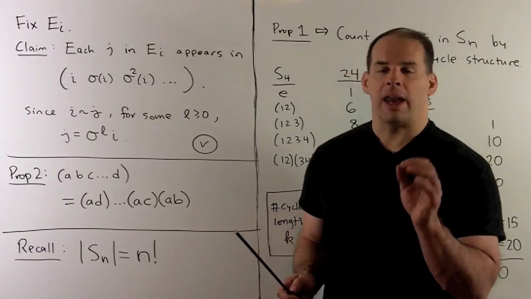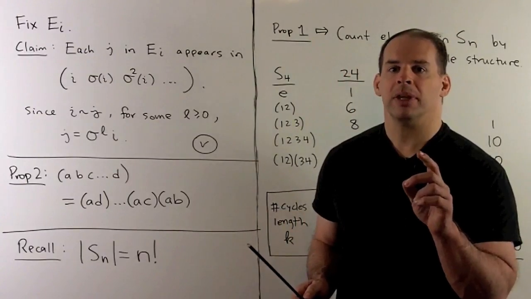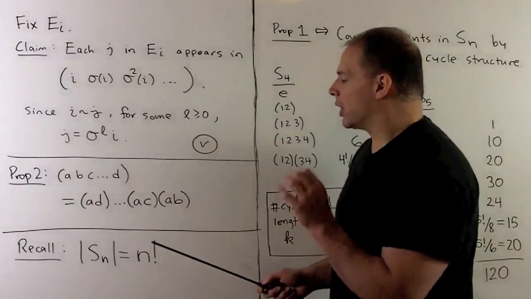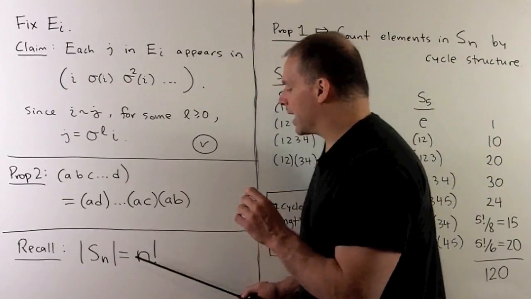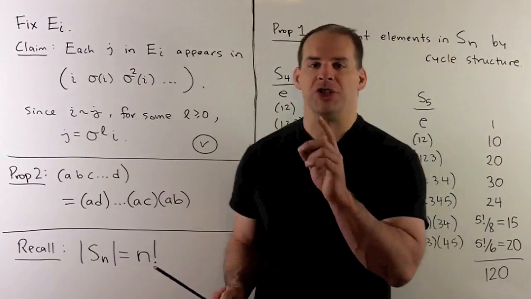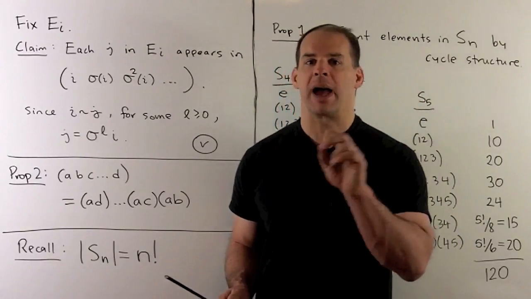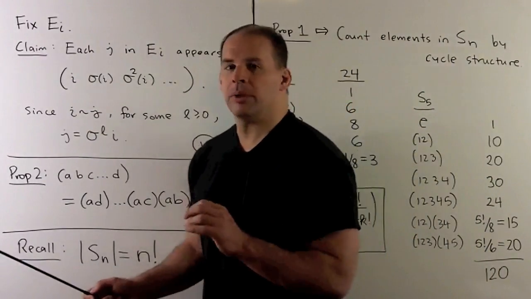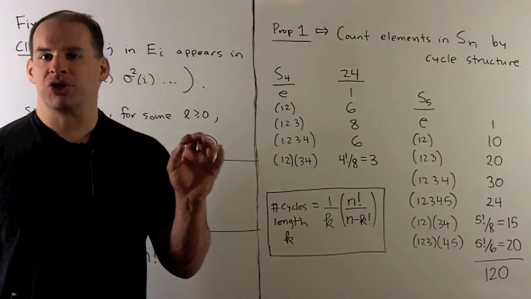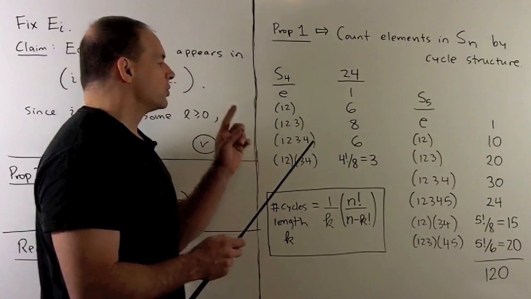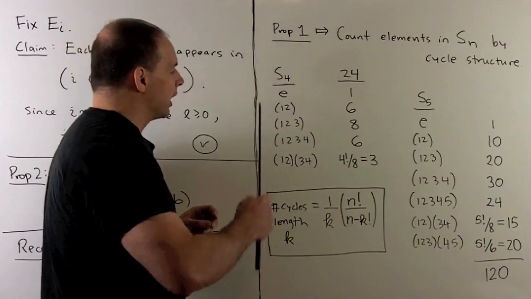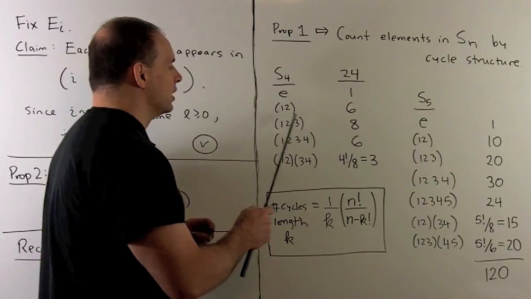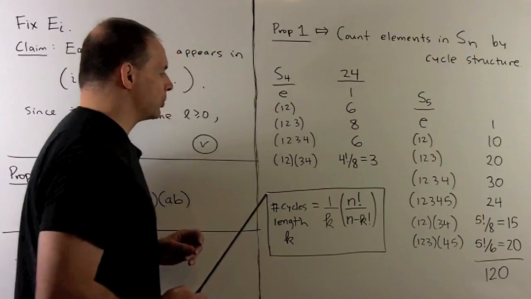Now, an application of proposition 1 is to count the number of elements in S sub n. So we know the order of S sub n is n factorial. That's the number of bijections from a set with n elements back to itself. By our proposition 1, we can label all those elements by their cycle structure. So for instance, if I want to understand the number of elements of a given cycle structure, I can list the cycle structures, and then we have the following recipe.